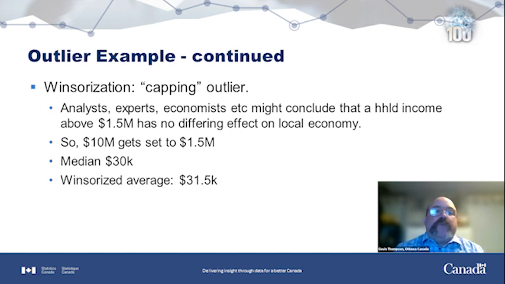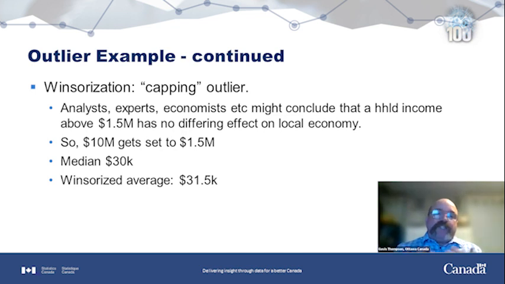There's another one that we use, and this one's interesting. It's called Windsorization. There was some Mr. Windsor that invented this one. And so what you do here is you cap the value. So the family moves in, they're making $10 million a year. Your analysts, your experts, your economists that are working on this survey may say that above an income of $1.5 million a year, which is an incredibly large amount of money, there's no effect on the local economy.